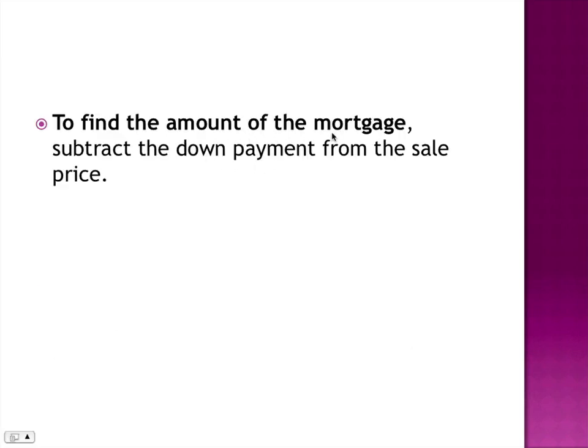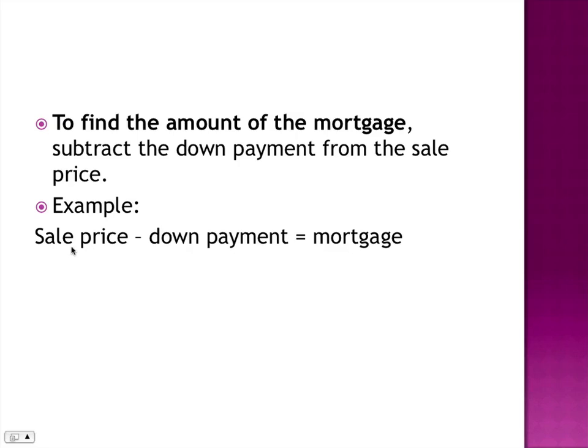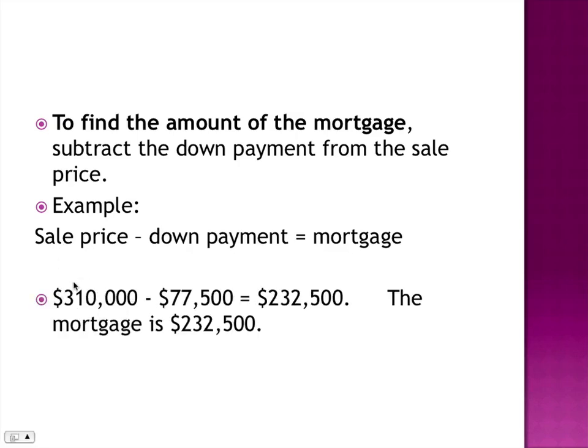Now, to find the amount of the mortgage, you want to subtract the down payment from the sale price. So in our previous example, the sale price was $310,000. We subtract the down payment, and that gives us our mortgage amount. So the mortgage here is $232,500.